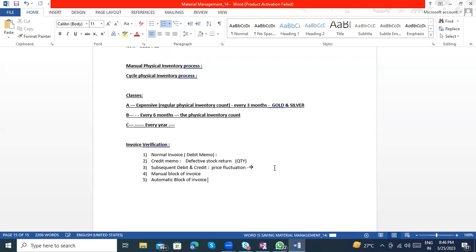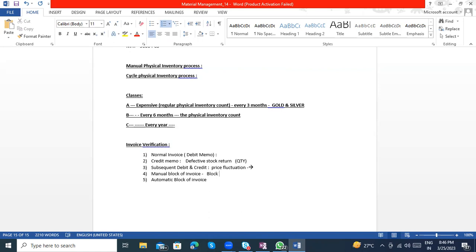Okay. Manual block of the invoice, automatic block of the invoice. While doing the vendor invoice, say about a debit memo I'm doing, my company is saying to please block the invoices. So instead of selecting the free for payment, you can select blocking the invoice. So what will happen? It will block the invoice.